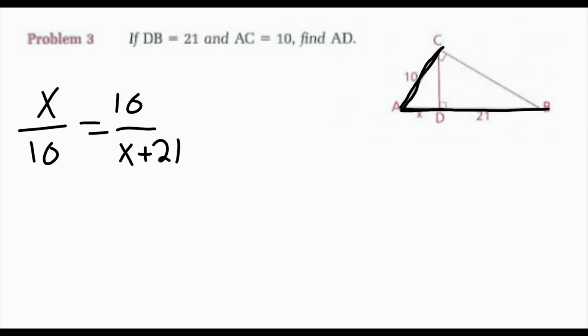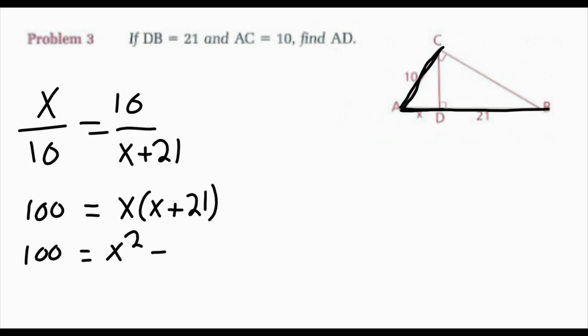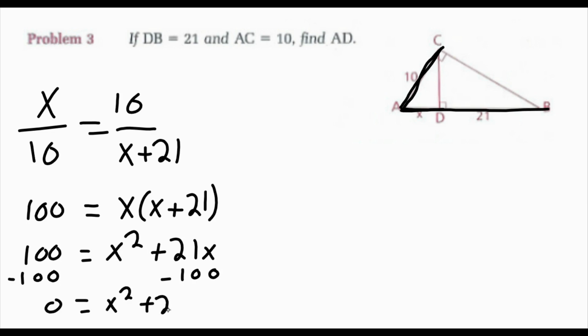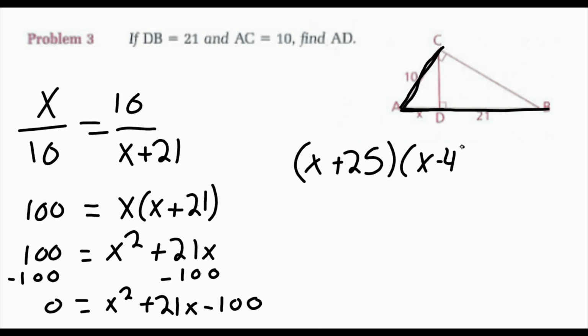Now, when I use my means extremes product theorem to multiply out, 10 times 10 is 100. X times x plus 21 would look like this, where I need to now distribute the x inside. So 100 is going to be equal to x squared plus 21x. I'm going to subtract 100 from both sides, so I can now factor this equation. So I'll get 0 is equal to x squared plus 21x minus 100. Now, factoring this, I'd have factors of positive 25 and negative 4. So x plus 25 and then x minus 4 will equal 0.